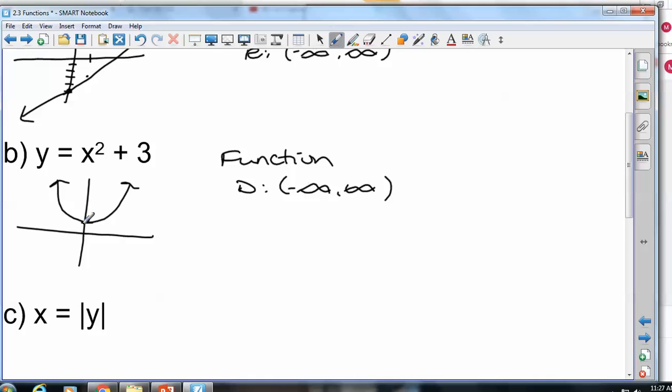My range, what is this lowest point? 3. My range is bracket 3, comma, infinity.